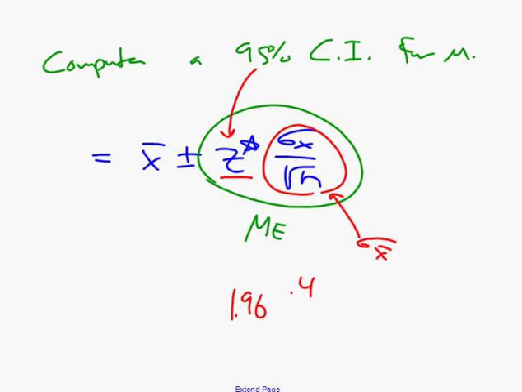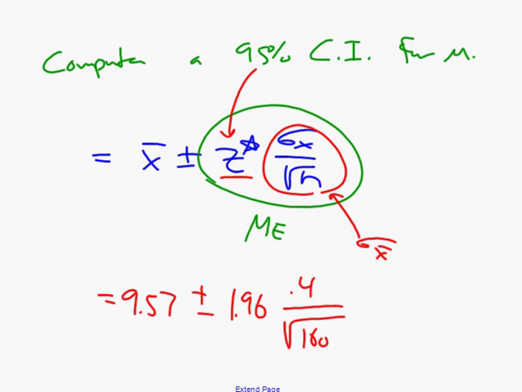Standard deviation of the population was 0.4. Our sample size is 160. And we're going to add that and subtract it from the x bar we had, which was 9.57. So here is our confidence interval.